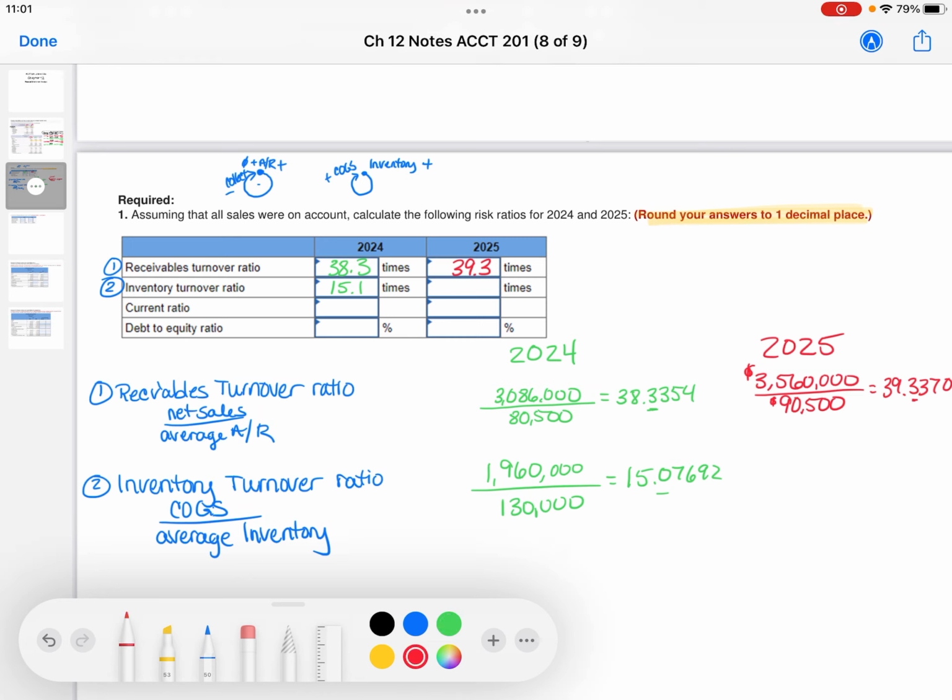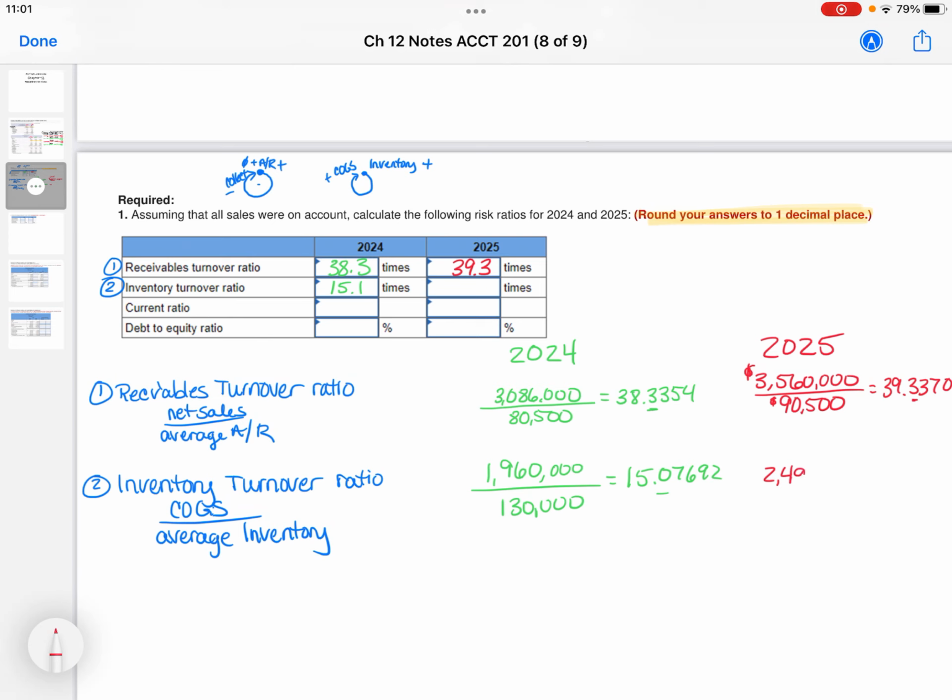So, all right. For 2025, the inventory, the cost of goods sold, let's start with that number. The cost of goods sold is $2,490,000. So our cost of goods sold is a lot higher. And our average inventory, do I have that right? Our average inventory actually is lower. It sure is. It's 127,500. So our cost of goods sold is increased by quite a bit. And then we actually decreased our average inventory.